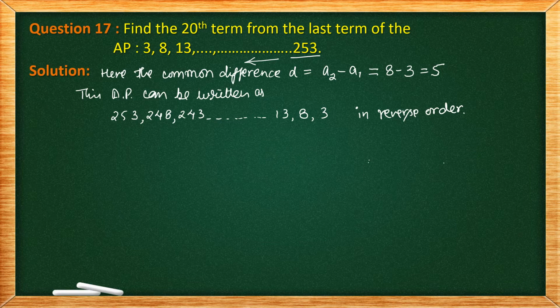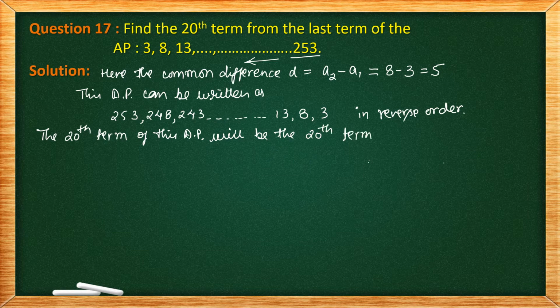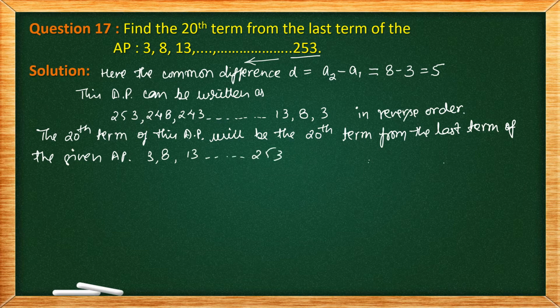Now we have written this in reverse order. Now we can see the 20th term of this AP will be the 20th term from the last term of the given AP 3, 8, 13 and so on up to 253. Okay, so we are using this logic.